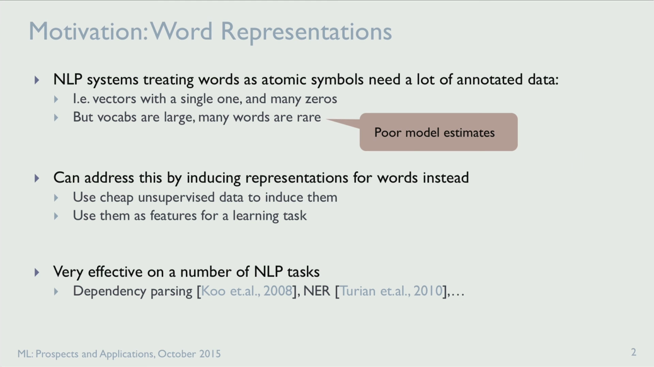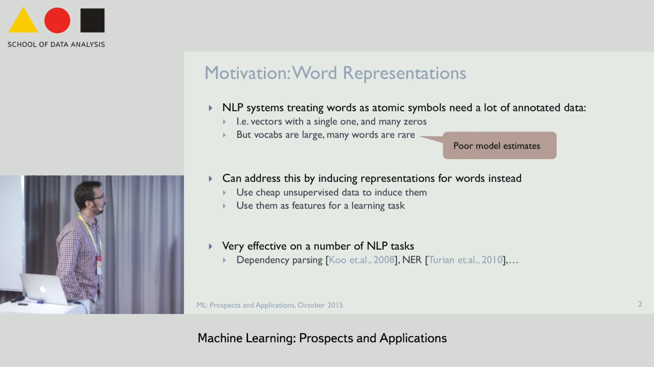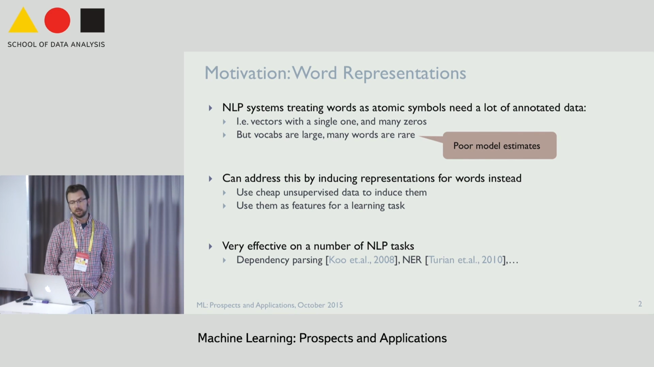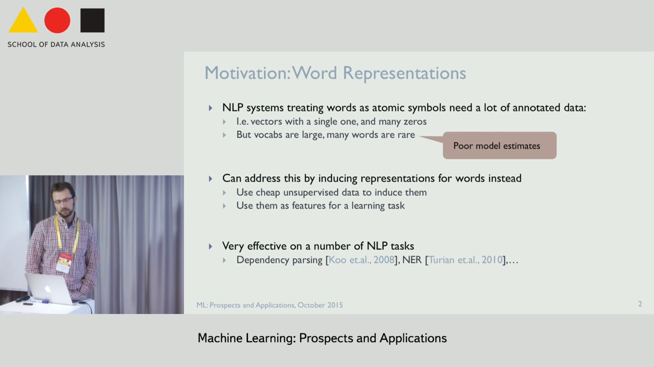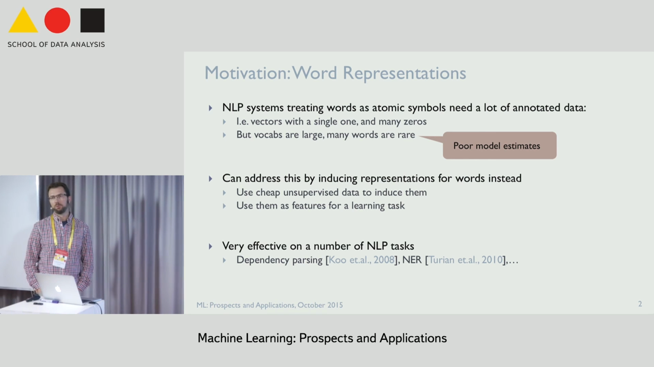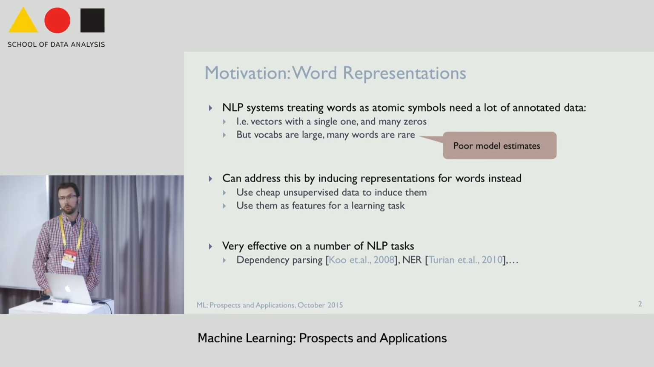I don't really need to motivate why distributed representations are important. A seemingly large section of the papers in the last 2 years at NLP conferences has distributed representations or word embeddings in their titles. But let me just say a few words. NLP systems treating words as atomic symbols need a lot of annotated data simply because of sparsity issues. Vocabularies tend to be large and they grow. There are always new words that are getting invented and added to the vocabulary.